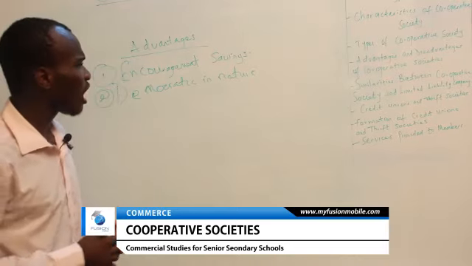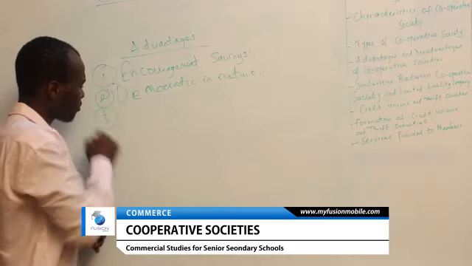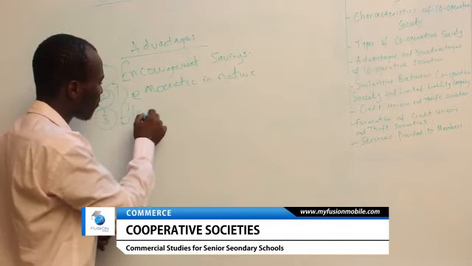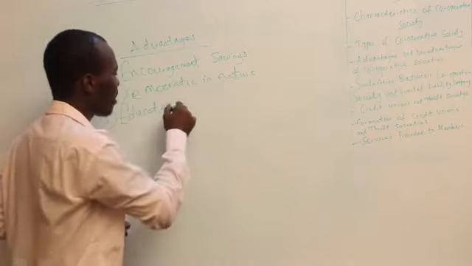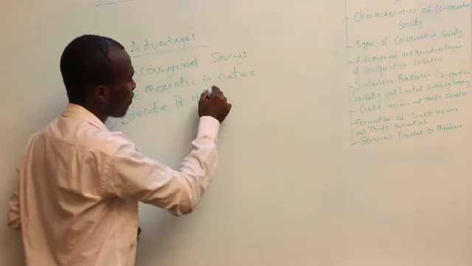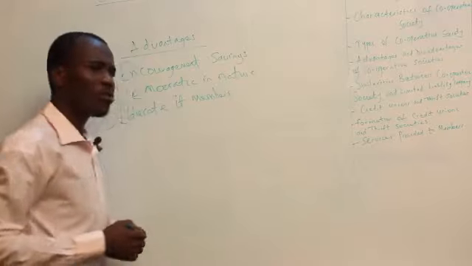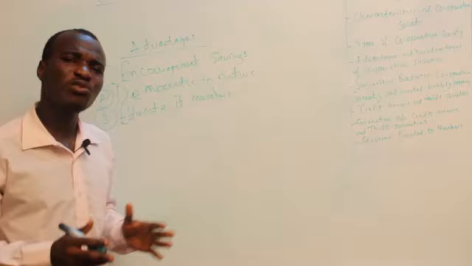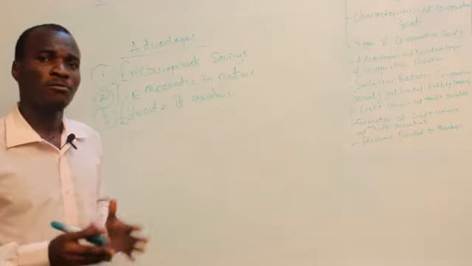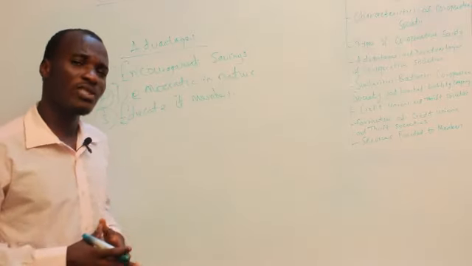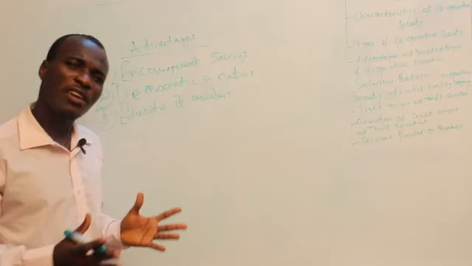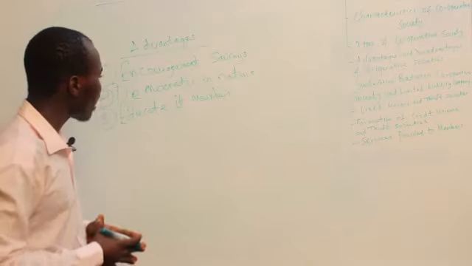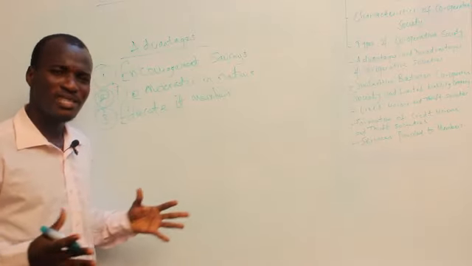And also we have that it usually educates its members. Cooperative society also ensures that its members are educated, whether in their lines of business or some important areas a member needs to be educated on. So cooperative society usually educates its members.